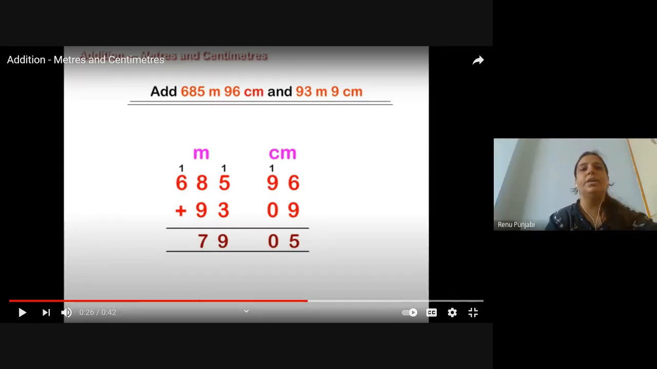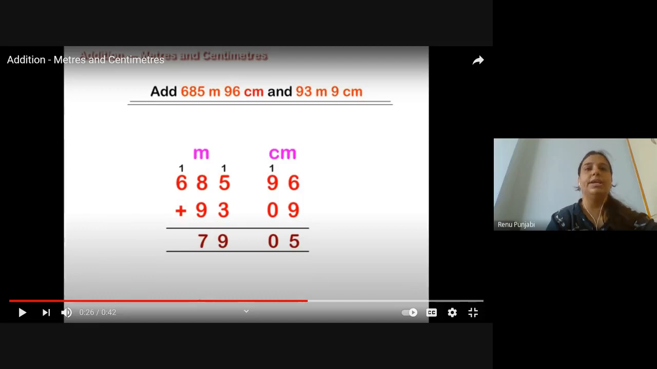Because in centimeters you should have only two digits, which are already there, 0 and 5. And if you write 1 here, then it will be 105, meaning 3 digits will be there. And we don't want 3 digits in the centimeters. So that is why we carry forward 1 here. Got it? So it will be 5. Now 5 plus 3 is 8 plus 1, 9.